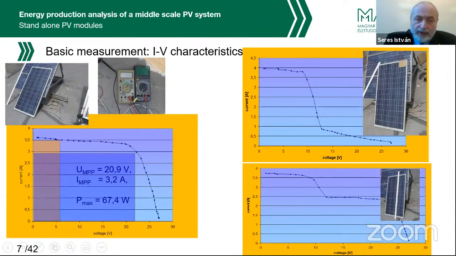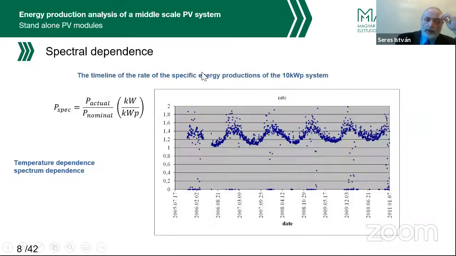Of course, all these types of module had just one bypass diode. In the newer ones, more diodes are installed, and this can decrease the effect. On the other hand, we also made a comparison of the different systems and technologies. For example, as I showed you, in this system we have polycrystalline and amorphous silicon modules. Of course, a direct comparison of the energy production is not the best because they have different nominal power.